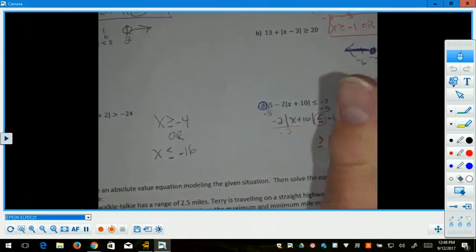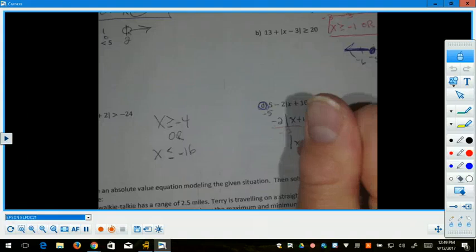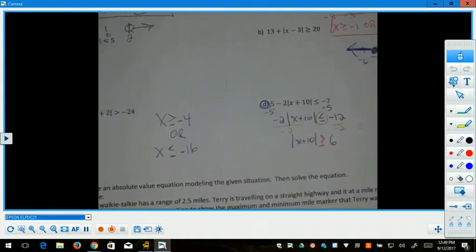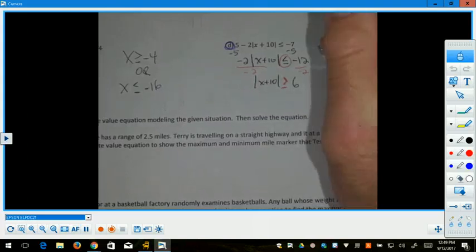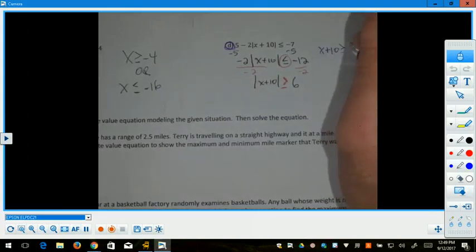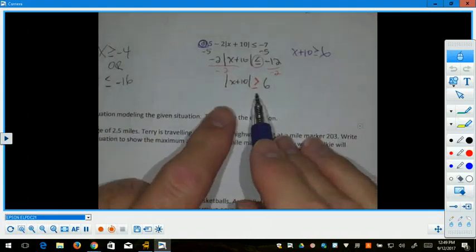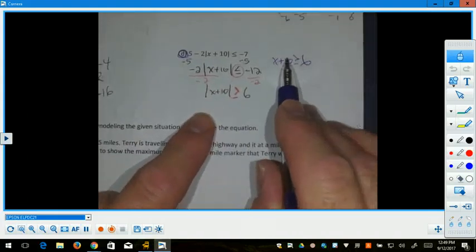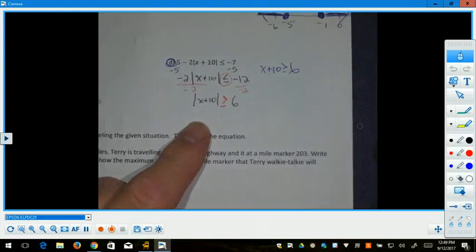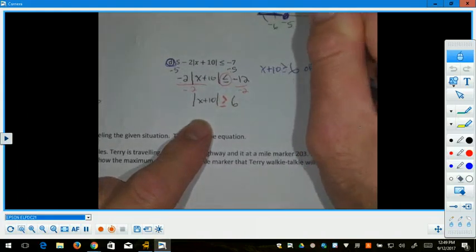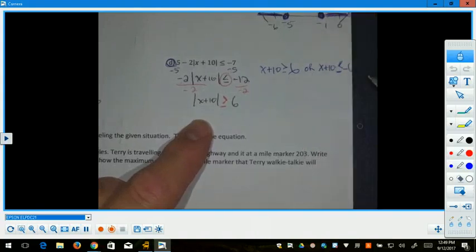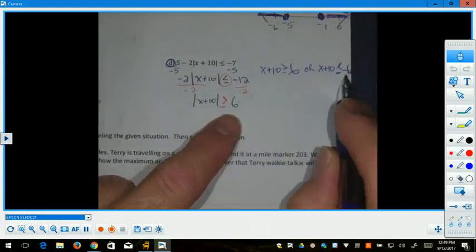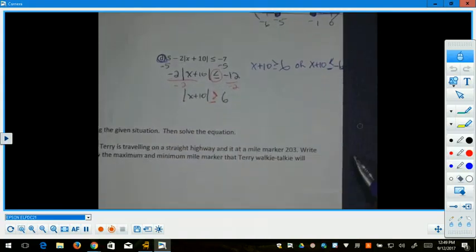You have a positive 6 on the right, and the absolute value of x plus 10 on the left-hand side of the inequality. When you go to separate this, you now have x plus 10 is greater than or equal to 6, just as it was written here, but without the absolute value symbol. Or x plus 10 is less than or equal to negative 6. When we change the sign on that number, that's when we flip it.